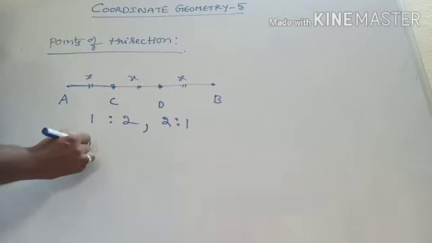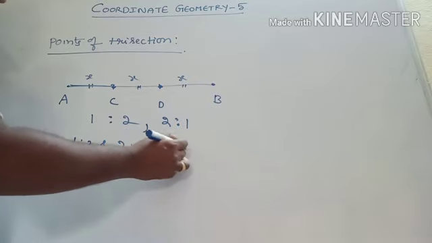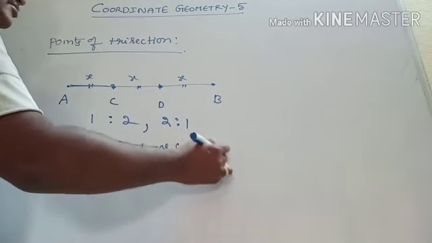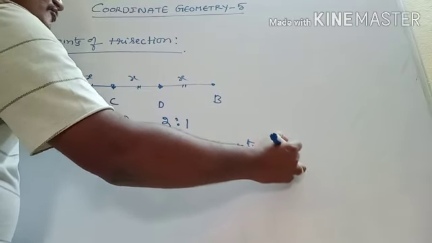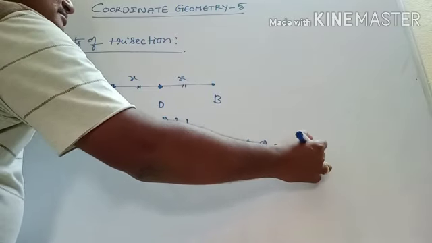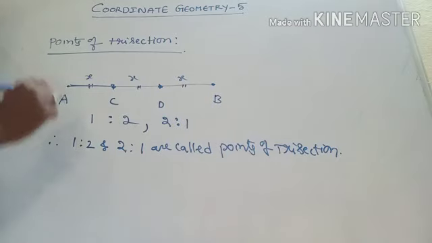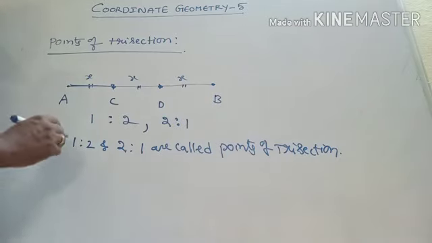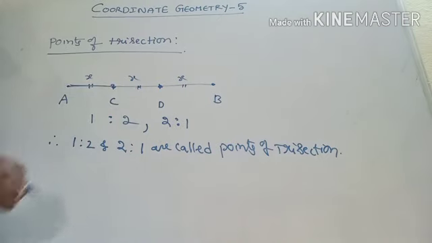Therefore 1:2 and 2:1 are called points of trisection. This is what you call points of trisection, like this, right? They divide the total line segment into 3 equal parts. That's why 1:2 and 2:1 are called points of trisection, right? Therefore, this is the concept of points of trisection we have.